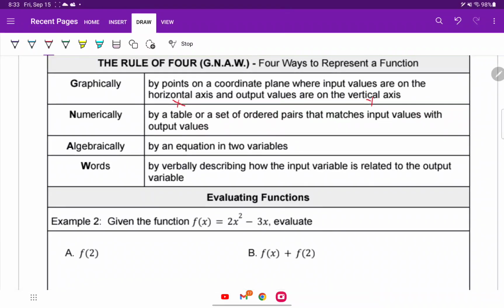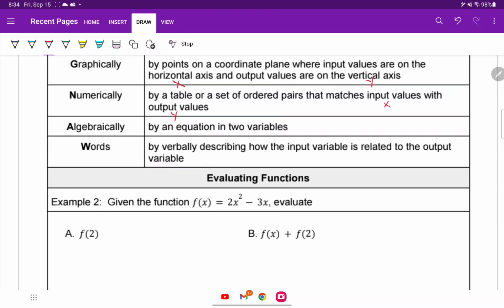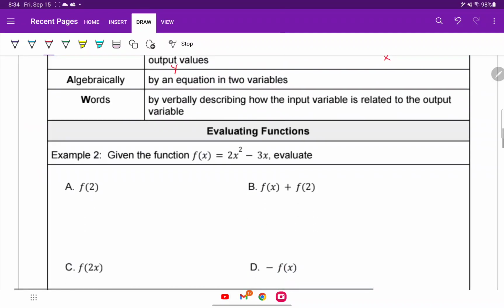Numerically, by a table or set of ordered pairs that match input values with output values. Again, input is independent, that's your x. Output values are dependent, which are your y's. Let's erase that real quick. This is y. Okay. Algebraically, by an equation in 2 variables, you'll see the x and the y. And verbally, by describing in words how the input variable is related to the output variable.